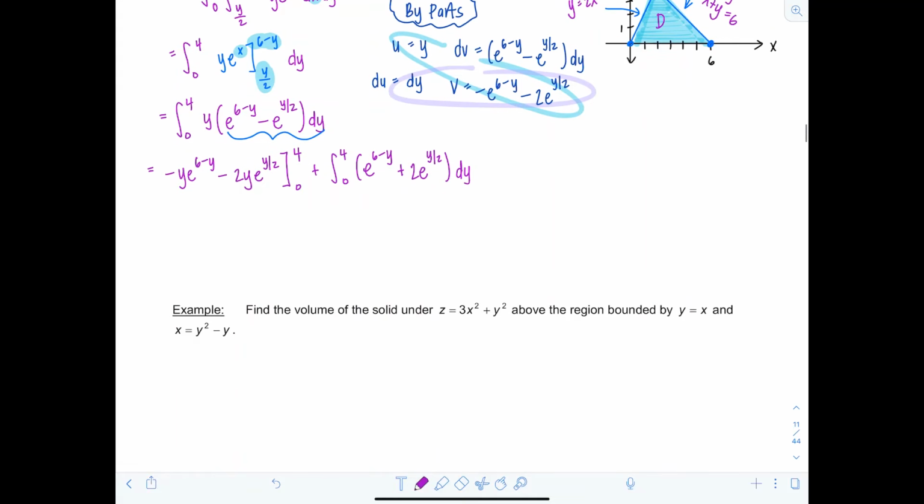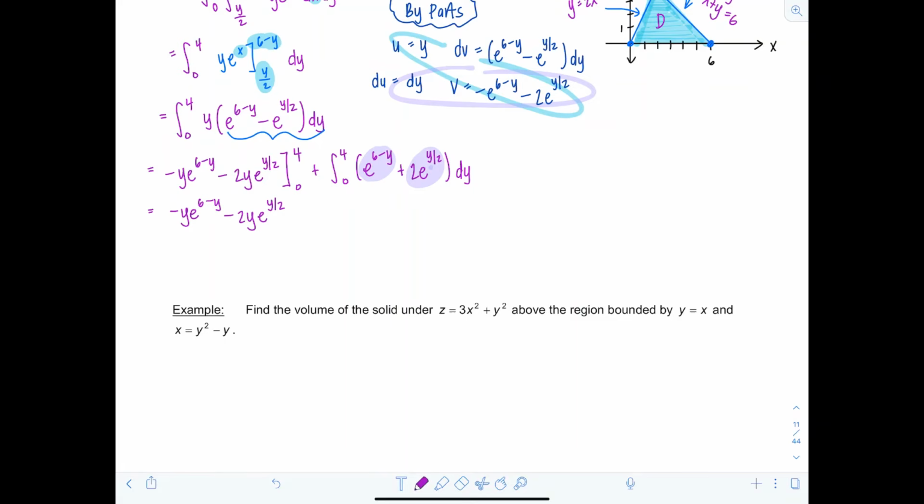Now let's go ahead. You know what I'm going to do? I'm not going to evaluate these first 2 terms at the limits of integration just yet. I'm going to do that all at the same step, so it looks all nice and neat. I'm just going to anti-differentiate the second part first. Okay? So I'm going to rewrite this. I have negative y e to the 6 minus y minus 2y e to the y divided by 2. And then now let's go ahead and anti-differentiate these 2 terms.